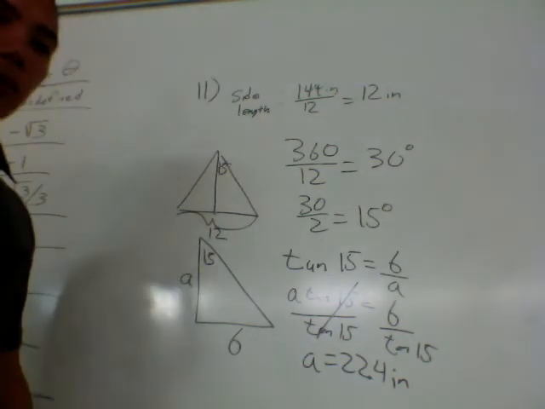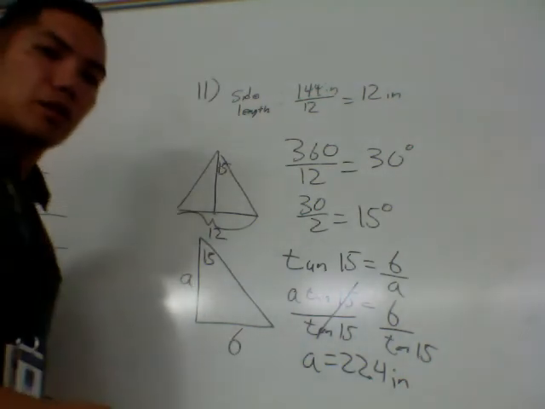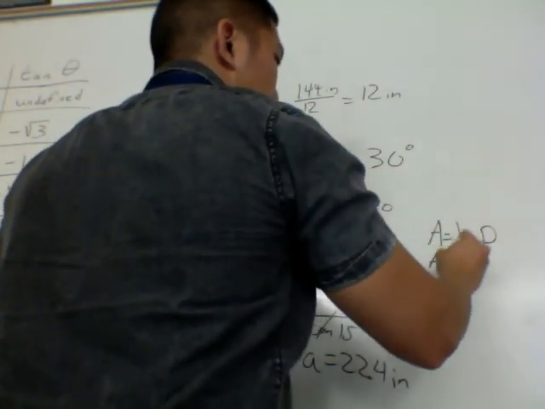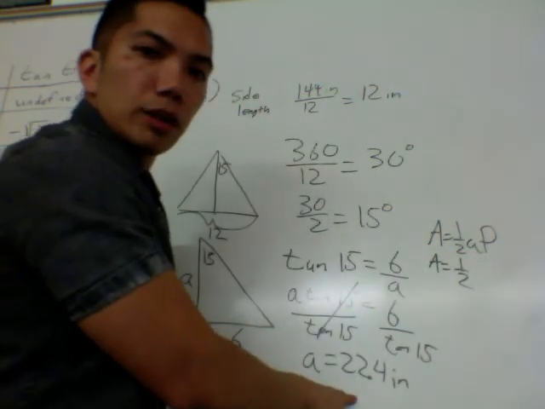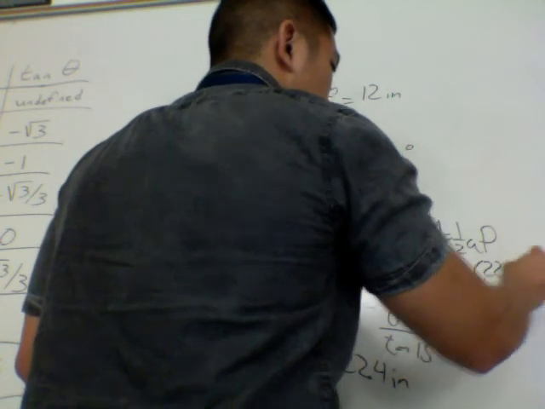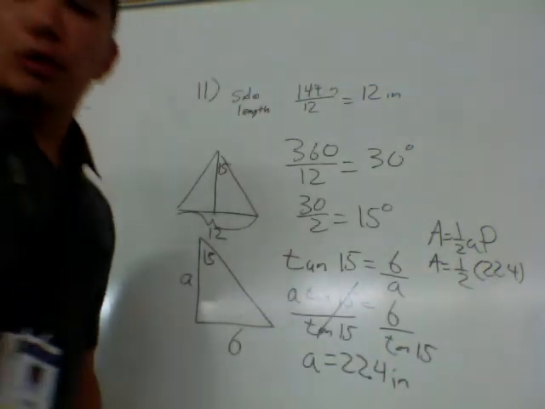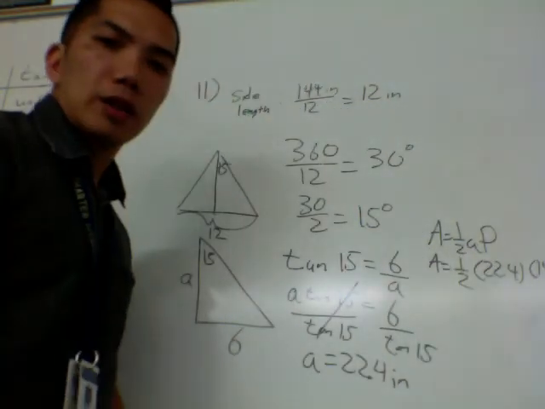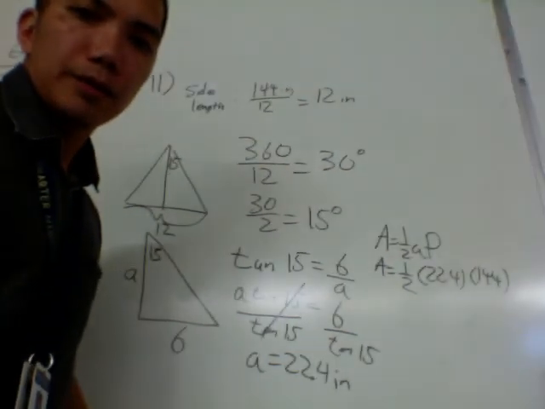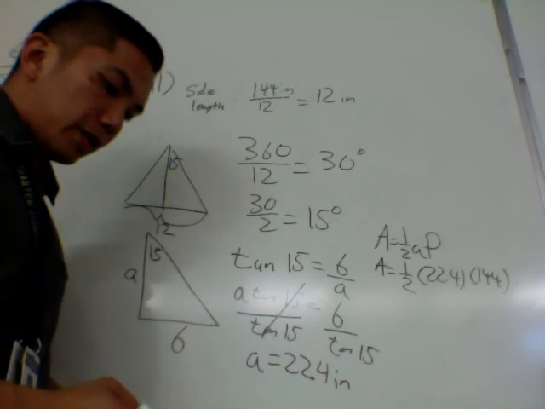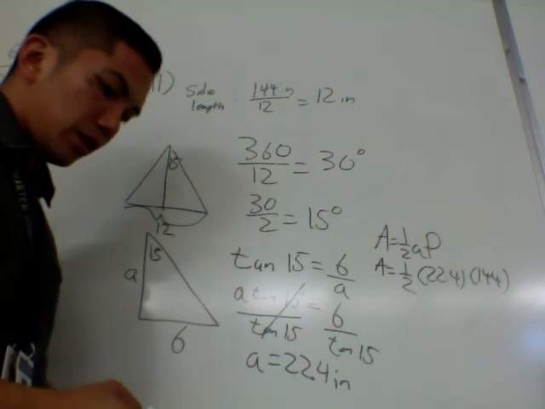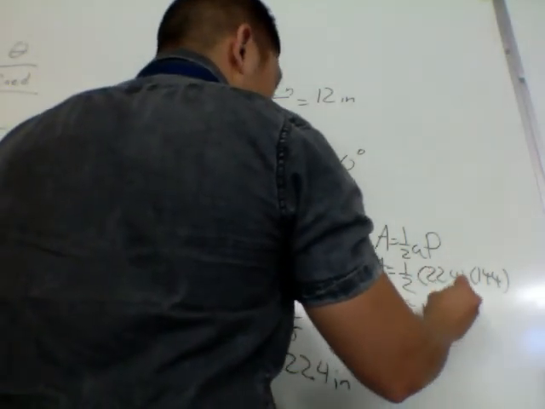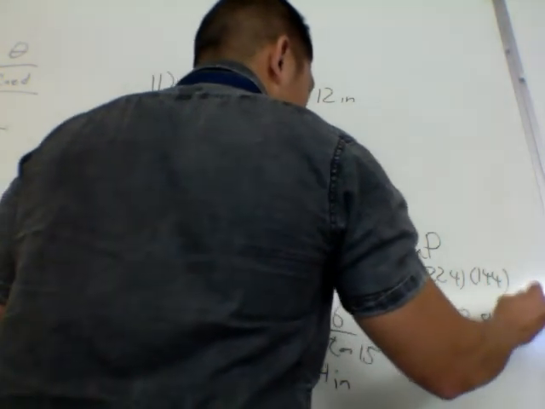Okay, so now you could plug that all into your formula. Area is equal to 1/2 apothem times perimeter. Area is equal to 1/2. My apothem is 22.4, and my perimeter was given in this problem. The perimeter is 144. Now I just go ahead and multiply that out. So my answer here, the area is around 1,612.8 inches squared.